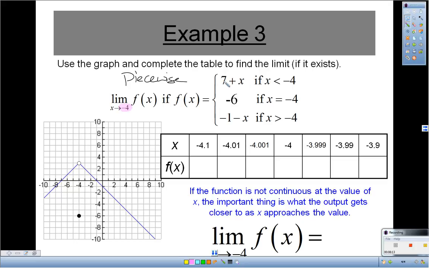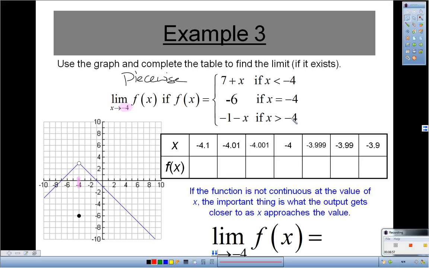Notice that both of these are lines. 7 plus x, that would be this function right here. -6, that's this value right there, that point. And then -1 minus x, that's this function right there. So there's my function. If you notice, since I want to find the limit as x approaches -4, -4 is right here. And if you notice, the function is not defined right here. It's defined right here at -6.